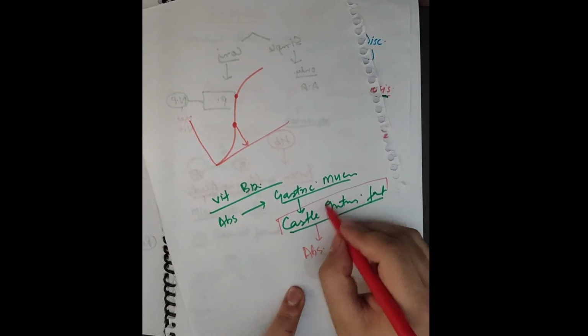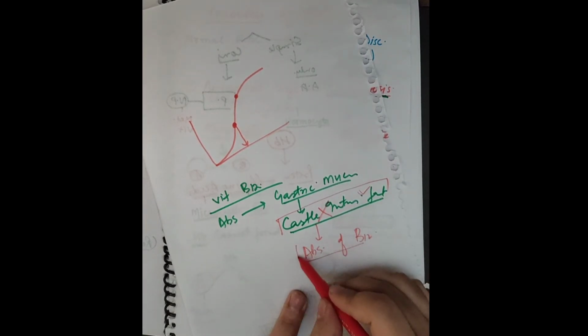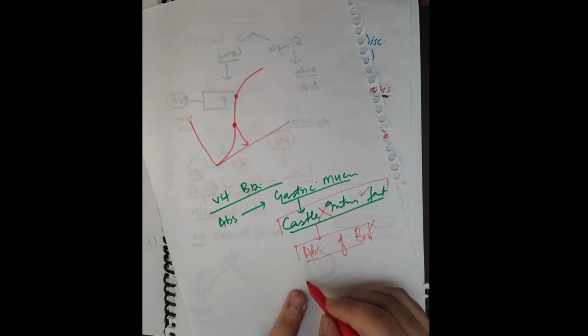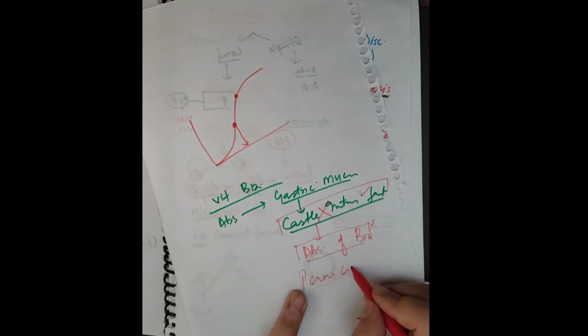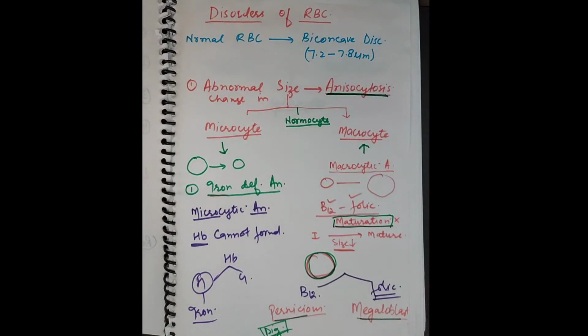If you have acidity or if your stomach is not functioning properly, Castle's intrinsic factor will not be produced. If it is not produced, B12 will not be absorbed, and it will result in pernicious anemia. So the most important cause of pernicious anemia is defective absorption of vitamin B12, which happens in gastric diseases, if there is acidity in the stomach or some disorder in the cells which produce Castle's intrinsic factor. Folic acid deficiency produces megaloblastic anemia.